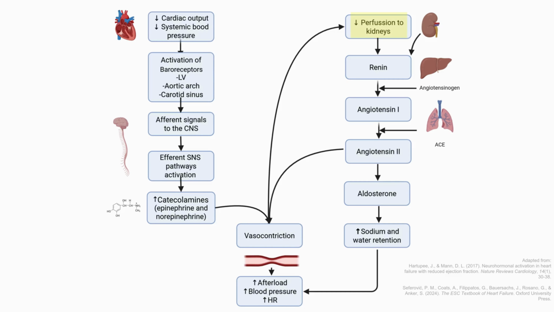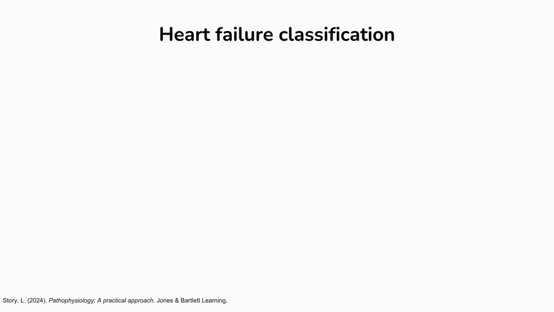On the other hand, a decrease in the perfusion of the kidneys leads to the activation of the renin-angiotensin-aldosterone system, which causes vasoconstriction and an increase of the afterload, blood pressure, and heart rate.